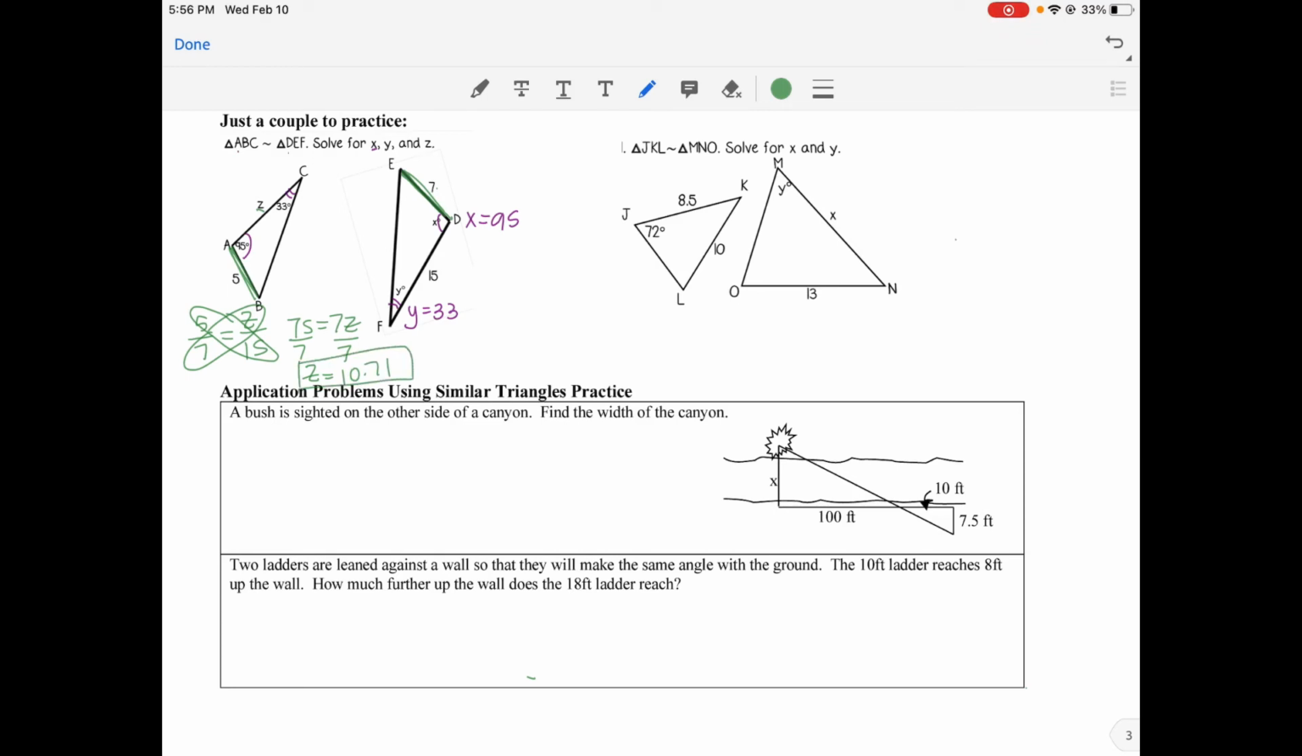Okay, let's do it on this next one. So once again, we're looking for X and Y. Y is probably a little easier because we're talking about the angle, so angle M. If you look at here is the first letter, angle J is the first letter over there, so it corresponds to J. So Y equals 72.